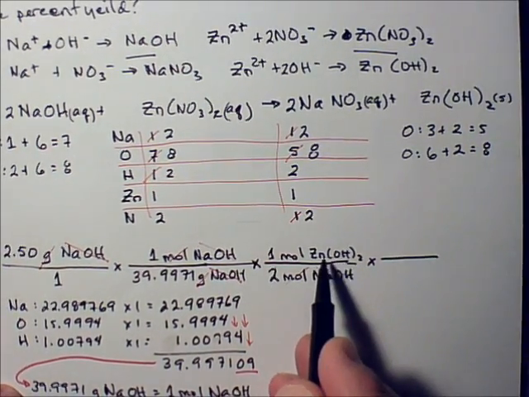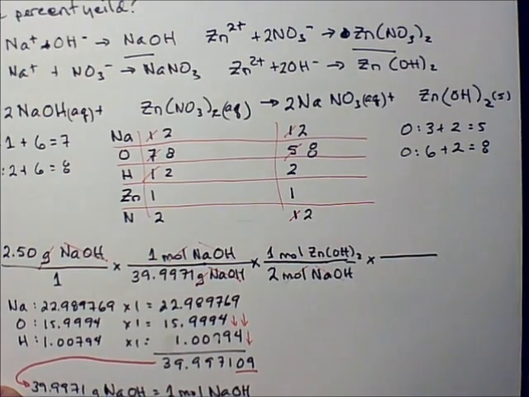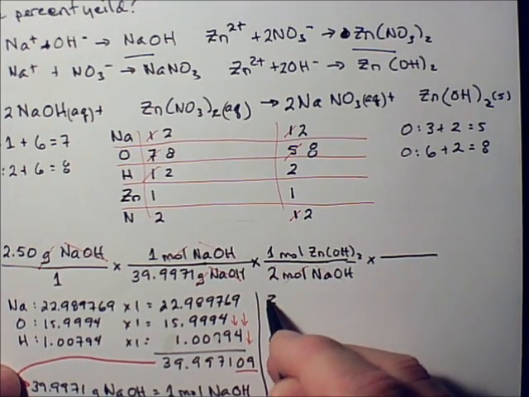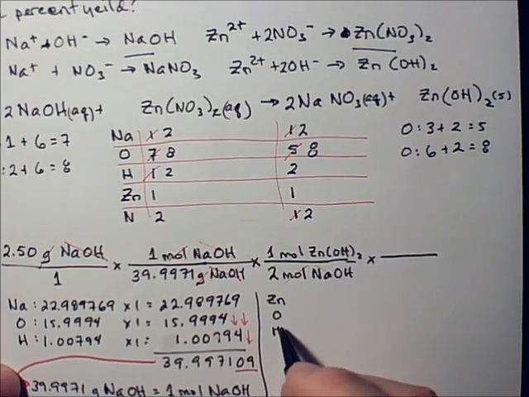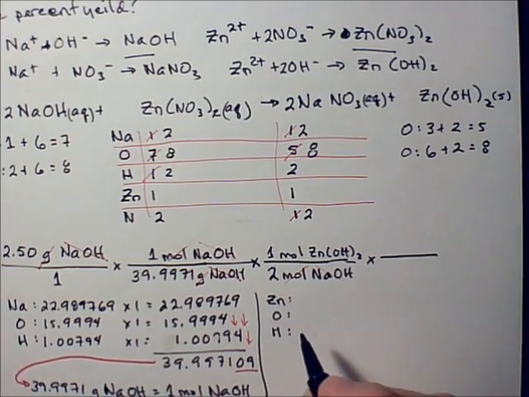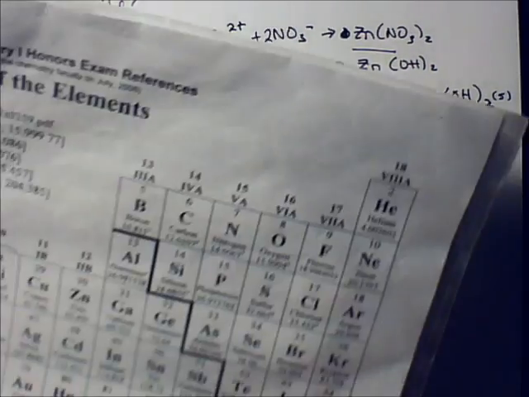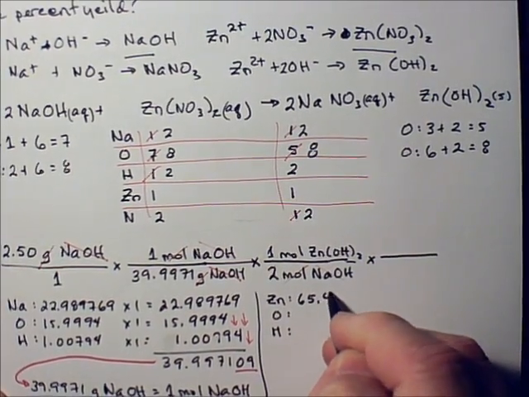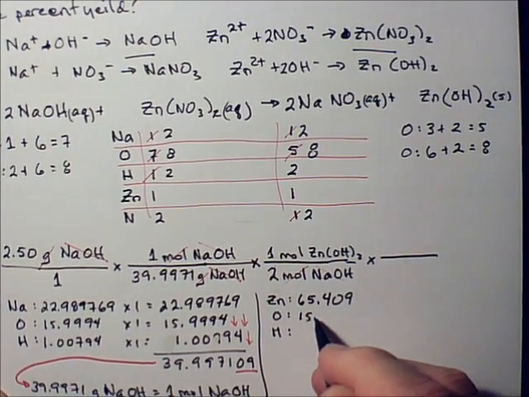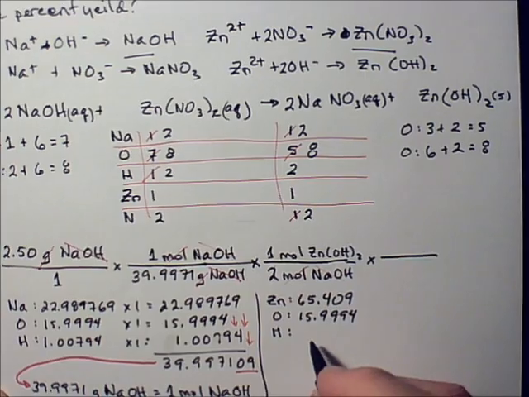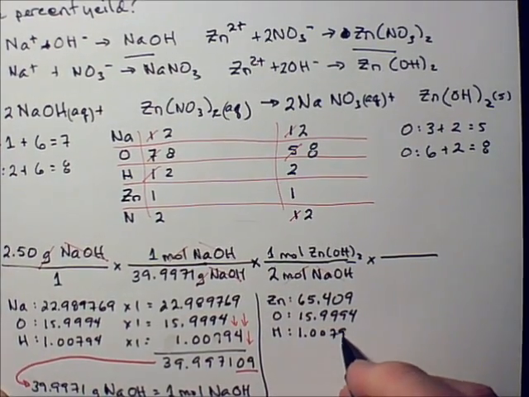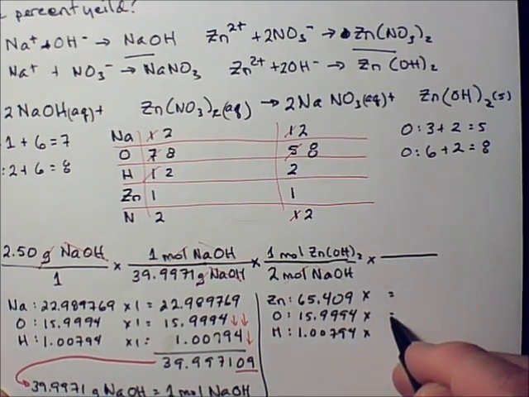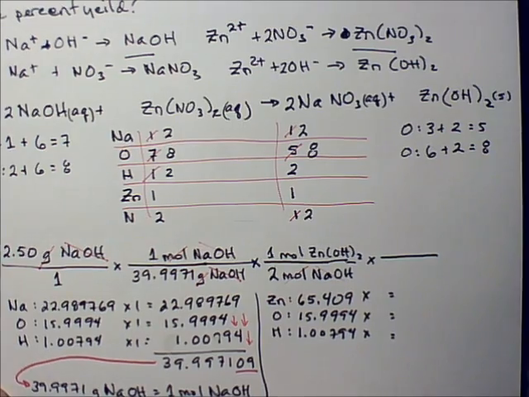We've got to have the molar mass for zinc hydroxide. So we're going to list our elements here: zinc, oxygen, and hydrogen. We're going to list the atomic masses for those. Zinc is 65.409. Oxygen is 15.9994. Hydrogen is 1.00794. And multiply by the number of elements or atoms in the formula.